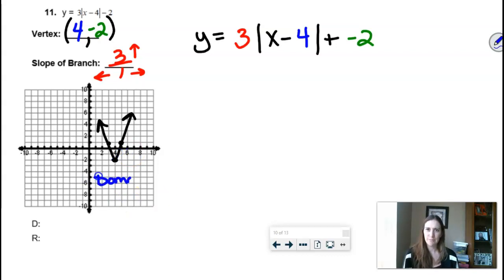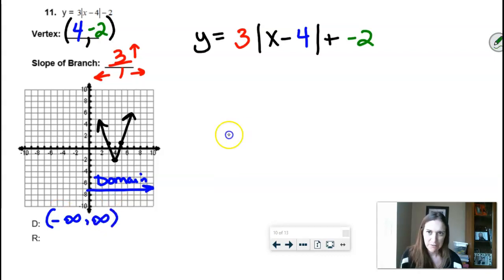Domain. Left to right. Like all these domains, they've been going from negative infinity to positive infinity. The range, however, starts here.